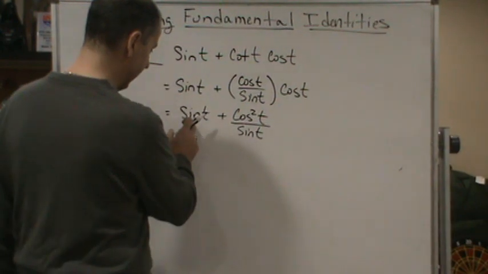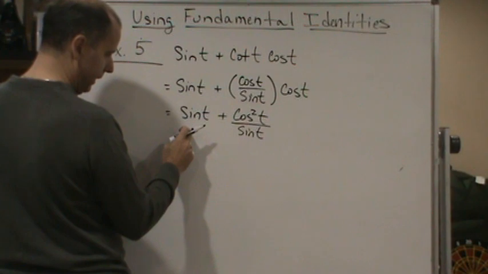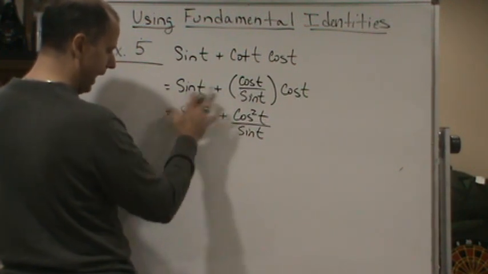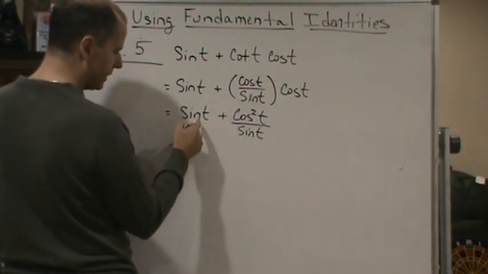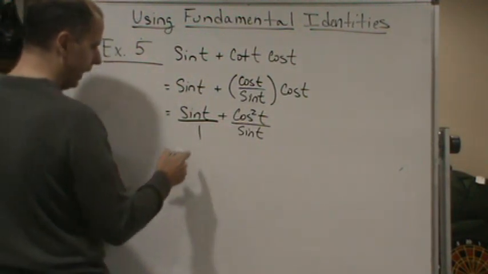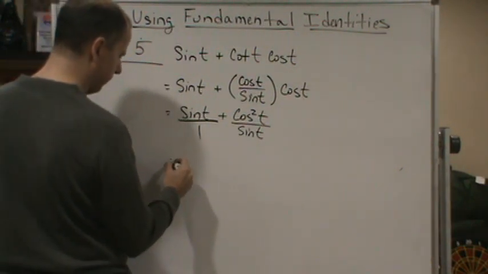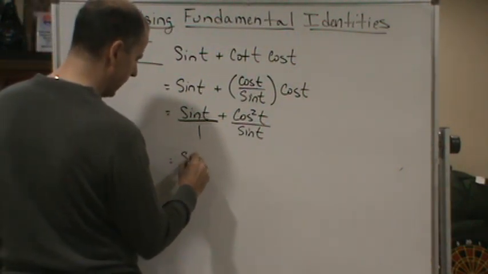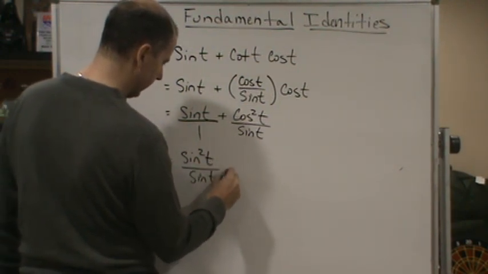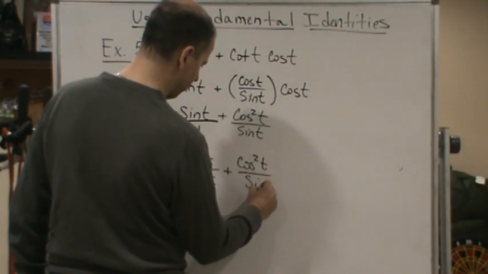So how do I get a sine squared here? Well, I see that if I can get a common denominator, I can add these. So let's write this over 1, and now let's multiply the top and the bottom by sine t. That's going to give me sine squared t over sine t plus cosine squared t over sine t.